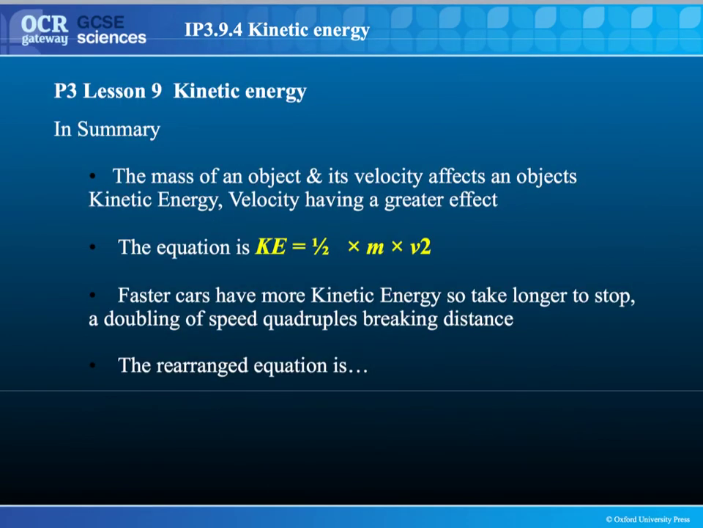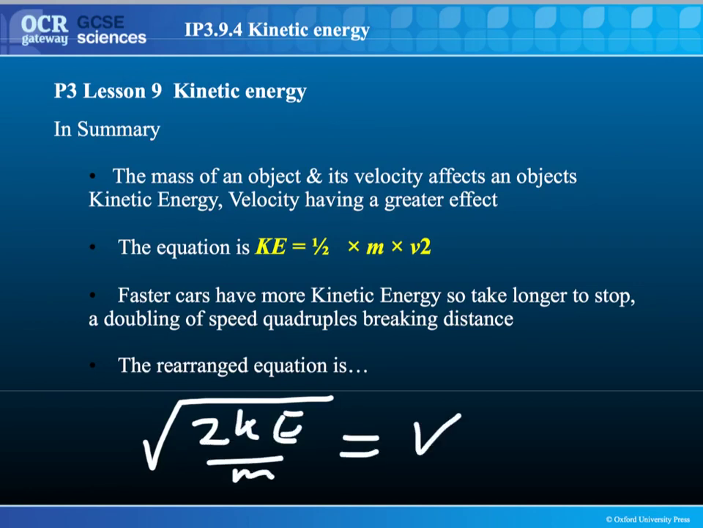So in summary, the mass of an object and its velocity affect that object's kinetic energy, with velocity having the greater effect. The equation is KE is equal to half m v squared. Faster cars have more kinetic energy, so take longer to stop. A doubling of speed quadruples braking distance. And the rearranged equation is the square root of 2KE over mass is equal to velocity.